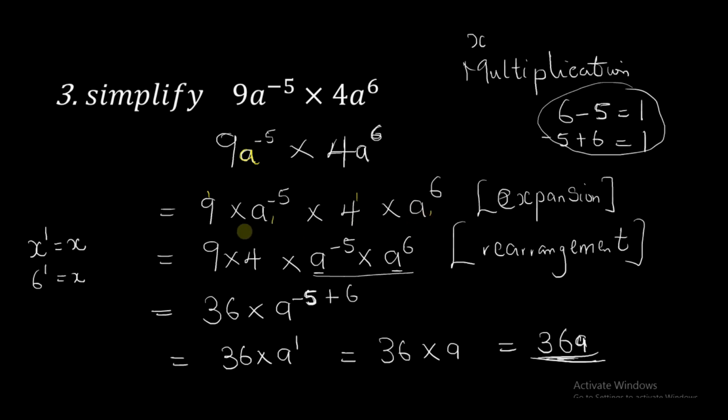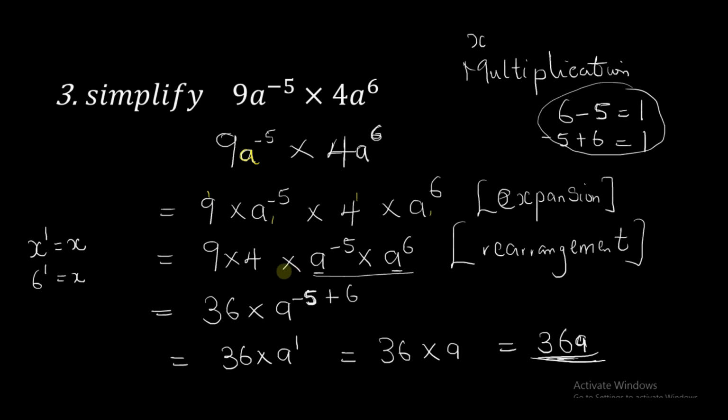So what you want to do is expand so that you can separate them. After expansion, 9a raised to the power minus 5 times 4a raised to the power 6 is the same thing as 9 times a raised to the power minus 5 times 4 times a raised to the power of 6. So if you multiply this, you will still have this expression.